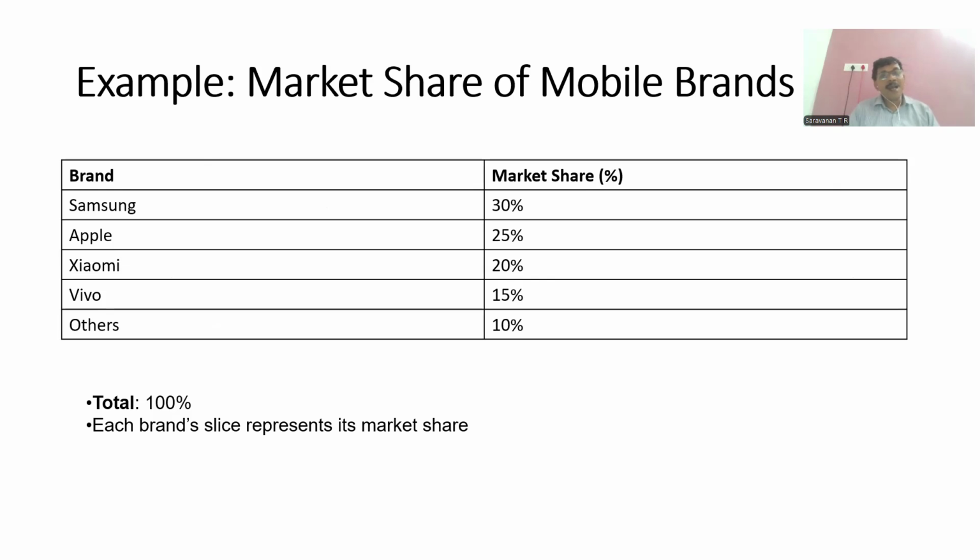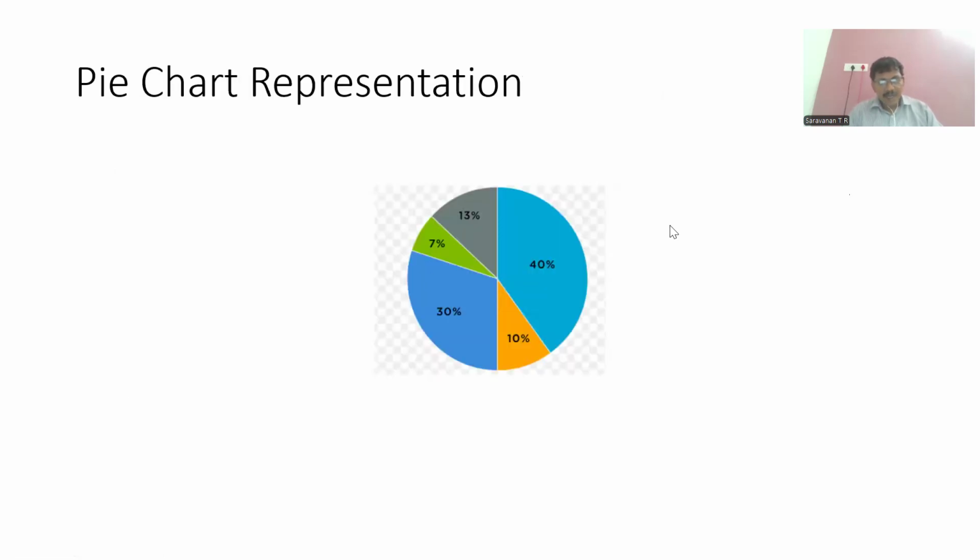Here we are going to see the market share of mobile brands. Samsung is 30%, Apple is 25%, Xiaomi is 20%, Vivo is 25%, and others are 10%. Total 100%. So each brand slice represents its market share. As we said, we have a circular representation, and in that 100% is split in this manner: 40, 10, 30, 7, 13. The 100% is split in this mechanism.